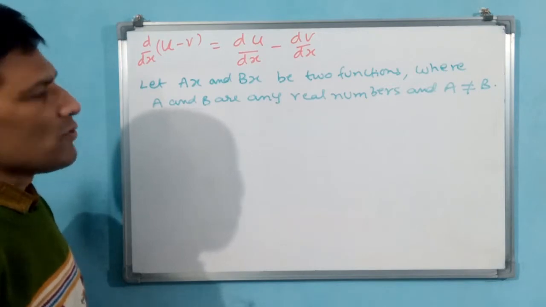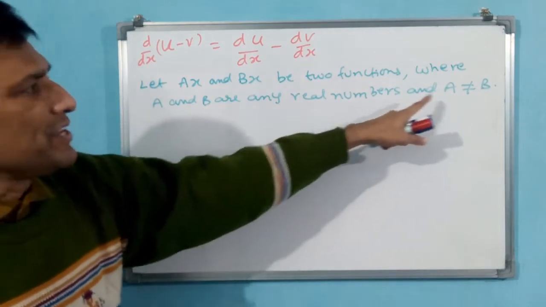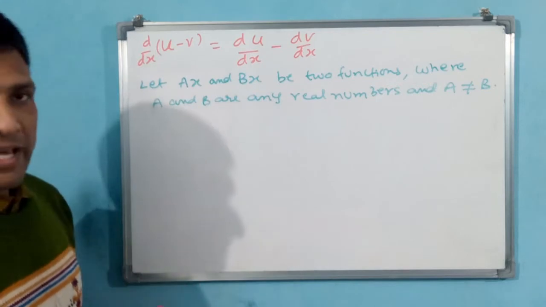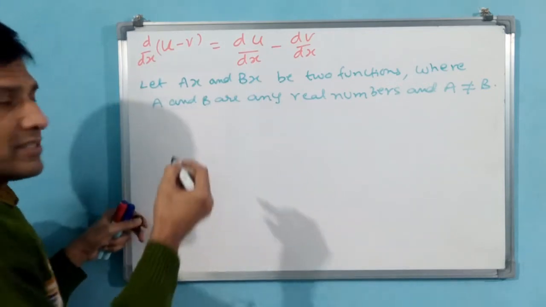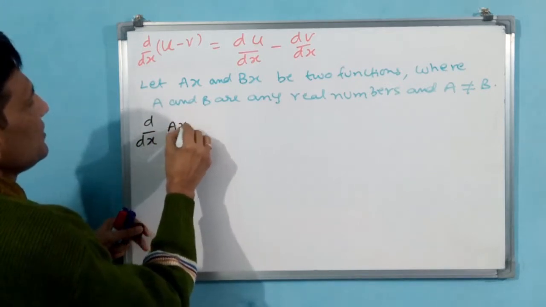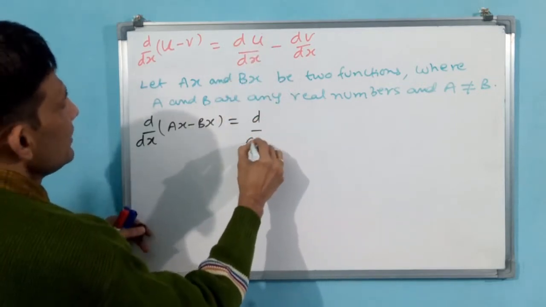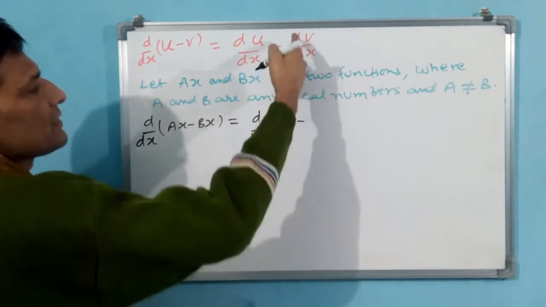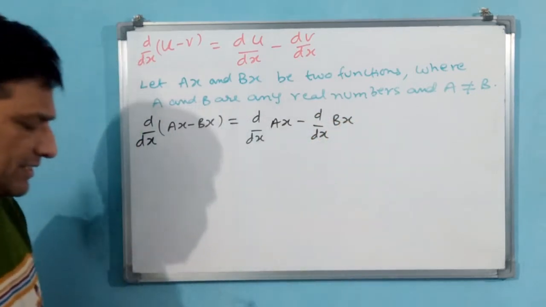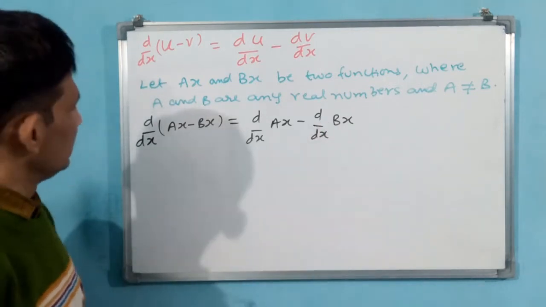Let ax and bx be two functions where a and b are any real numbers and a is not equal to b. Now we can take ax as u, bx as v. Again I am writing this formula: d by dx of (ax minus bx) is equal to d by dx of ax minus d by dx of bx. Is it okay? Definitely okay.